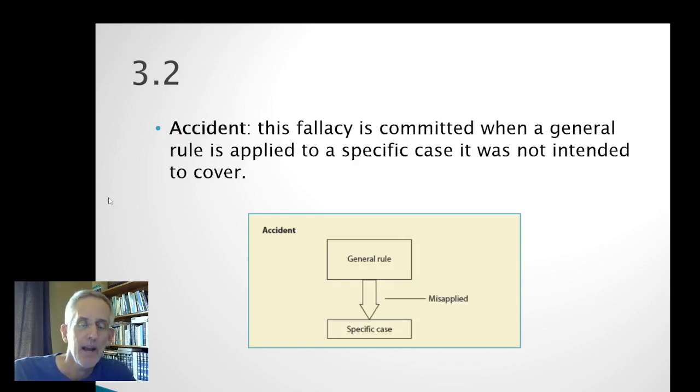Okay, so then we have the fallacy of accident. This one's pretty easy. This fallacy is committed when a general rule is applied to a specific case it was not intended to cover. So, a general rule in the U.S. Constitution is that adult American citizens have the right to bear arms. So we could take that general rule and say Americans have the right to bear arms. Therefore, that homicidal maniac that's getting out of prison has the right to own an assault rifle, right?